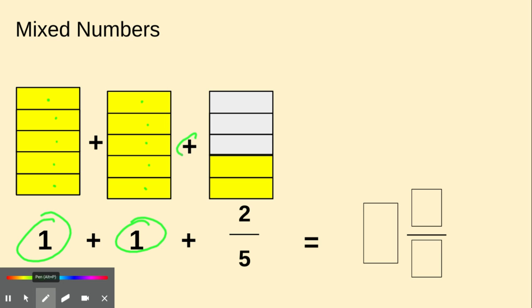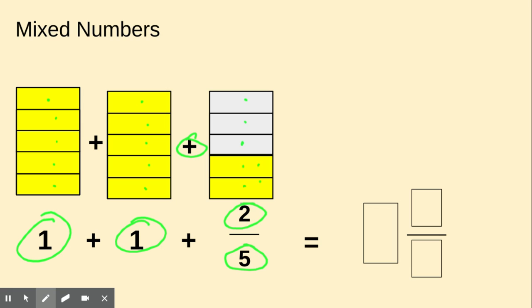And then we're adding 1 more. Ooh, this one's not a whole number. It's not all shaded yellow, so it's going to be a fraction. How many equal parts are there? 1, 2, 3, 4, 5. So 5 would be our denominator. And how many of them are shaded yellow? 1, 2. So 2 would be our numerator.